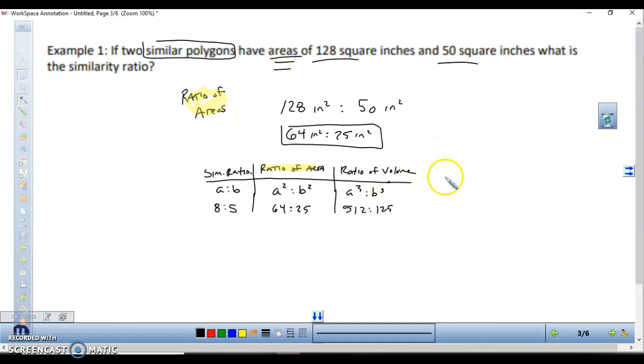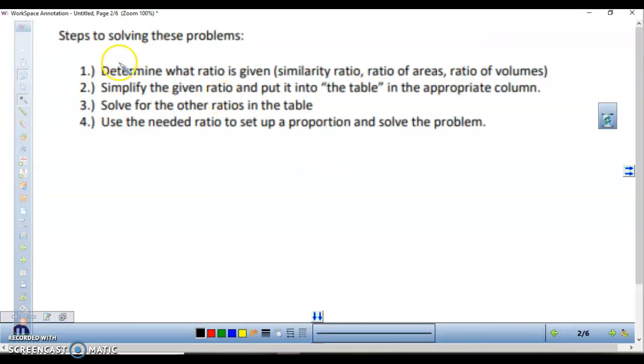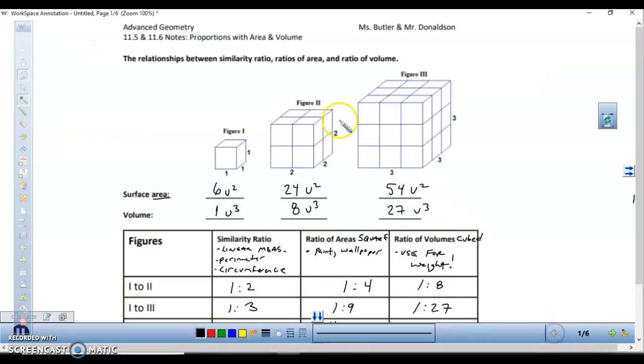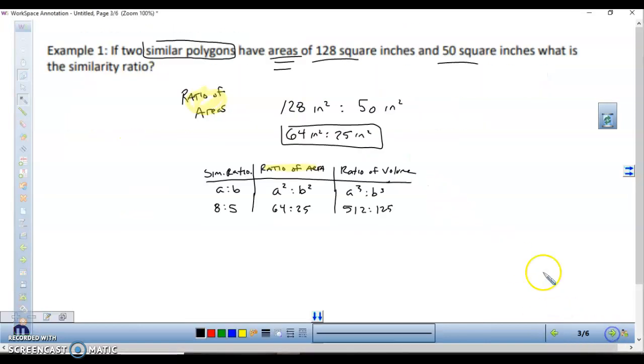Now, let's see what the problem actually asked me for. I determined what ratio was given, I simplified it and put it in my table, and I solved for the other ratios in the table. If you're asked to solve a problem, which I'm not in this case, then we would do step 4. But I don't need to do step 4 because the problem simply asked, what is the similarity ratio? Well, look, it's right here. The similarity ratio for those two similar polygons is 8 to 5. And we're done with that problem.